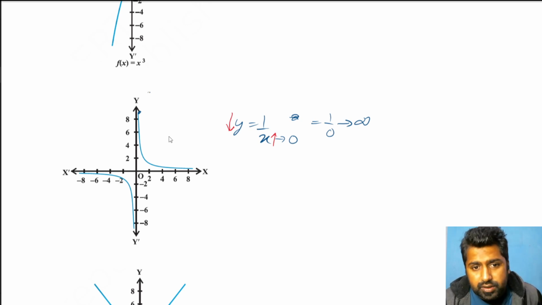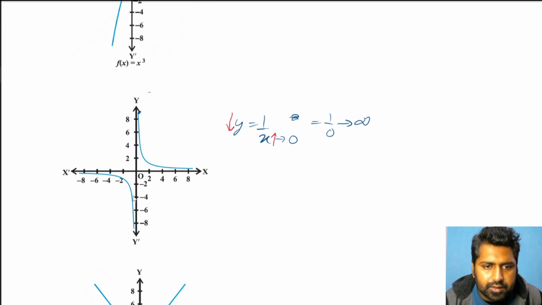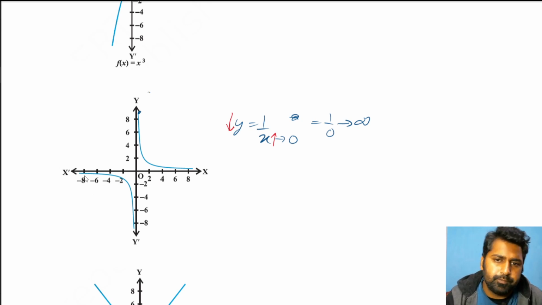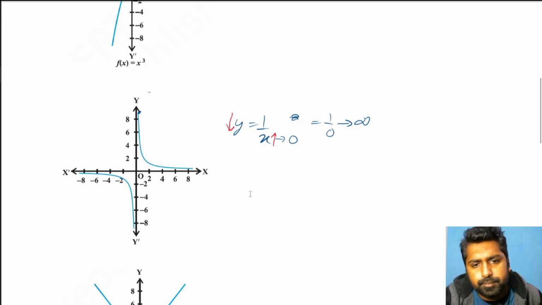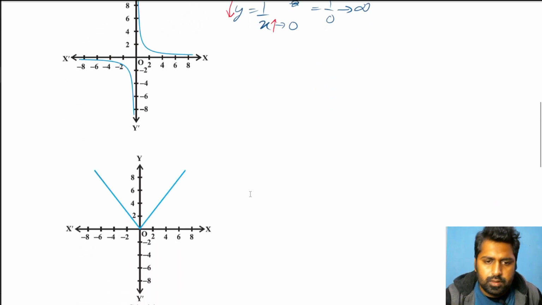That's in the first quadrant, when we have taken x positive. If we take x value negative, the same thing will happen in the third quadrant also.